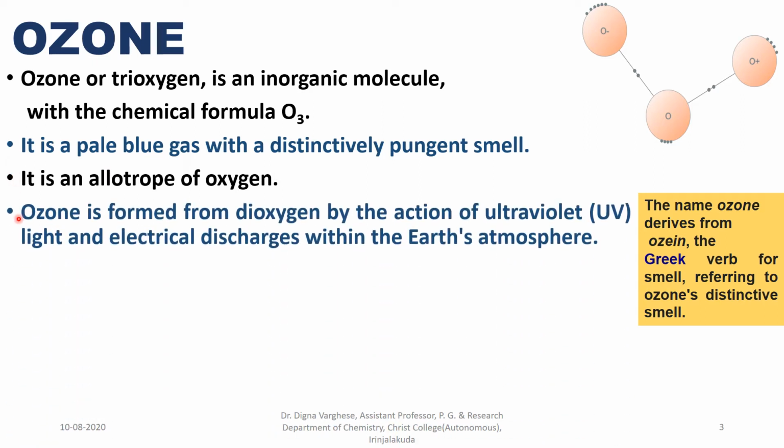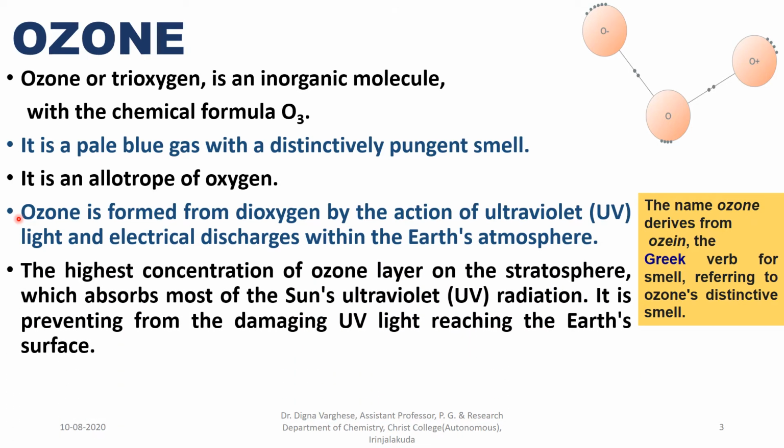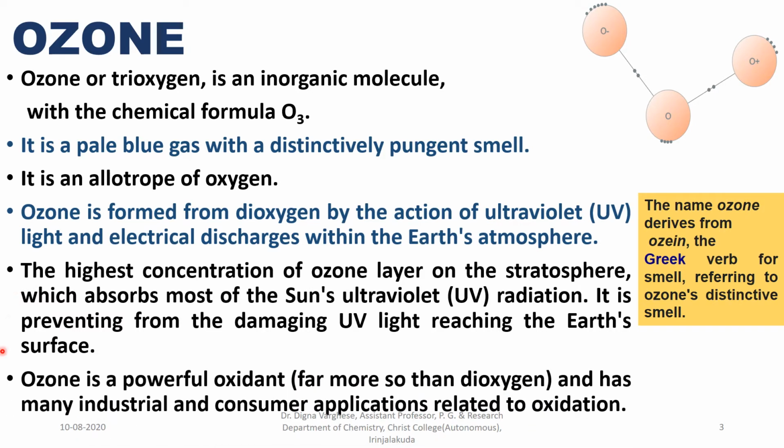Ozone is formed from dioxygen by the action of ultraviolet light and electrical discharges within the Earth's atmosphere. The highest concentration of ozone is in the ozone layer of the stratosphere, which absorbs most of the sun's ultraviolet radiation, preventing the damaging UV light from reaching the Earth's surface. Ozone is a powerful oxidant and has many industrial and consumer applications related to oxidation.